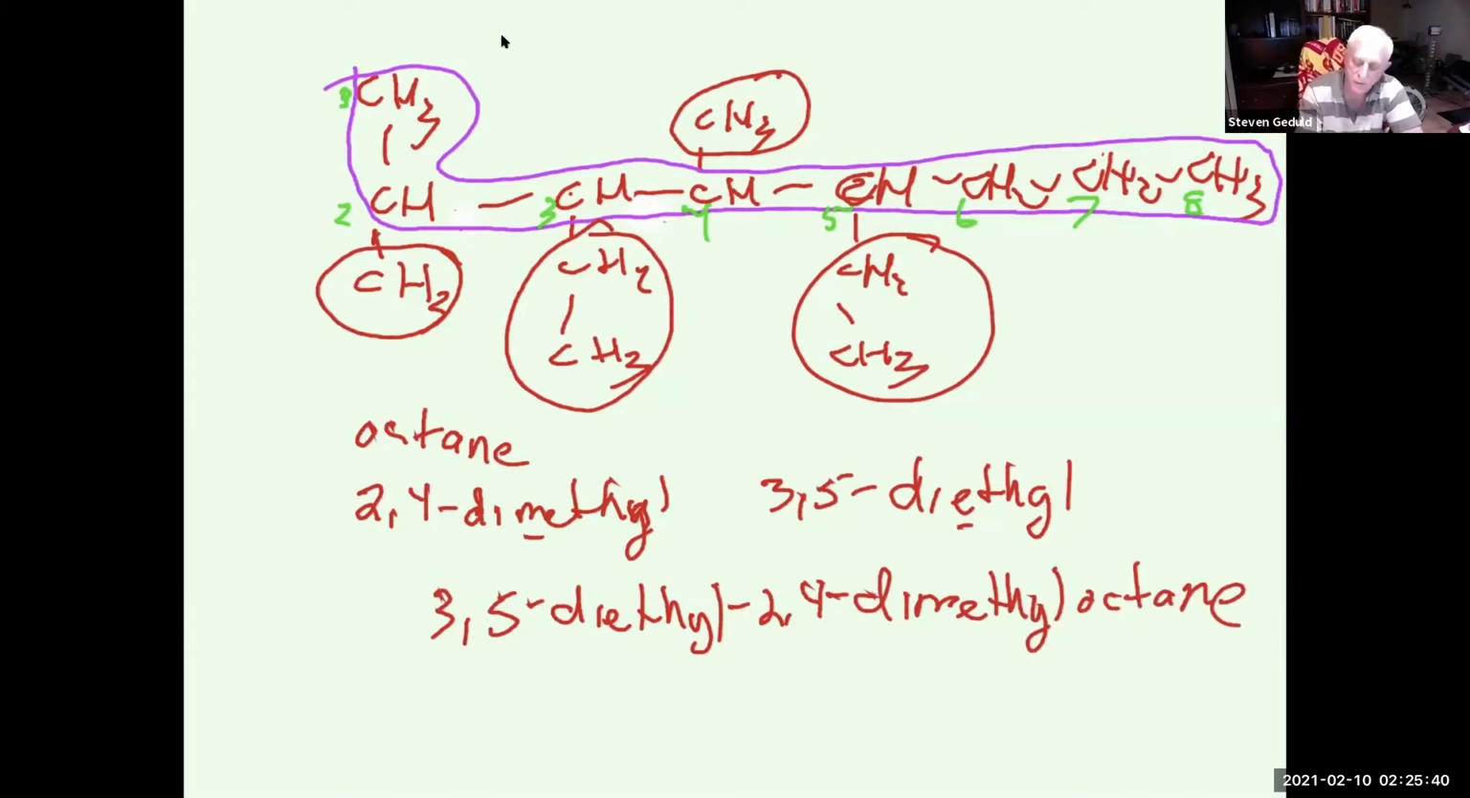Now, if you're going backwards, if I gave you the name, you had to write the structure. A-N-E is single bonds, oct is 8. So there's 8 single bonds connected. You go to number 2 and number 4, there's a methyl group. Go to numbers 3 and 5, there's an ethyl group. So everything's labeled right out for you.